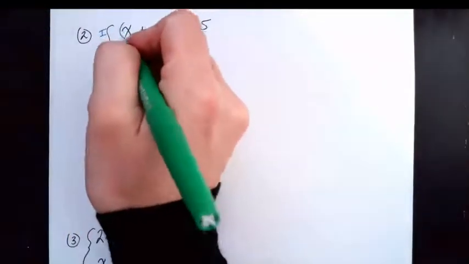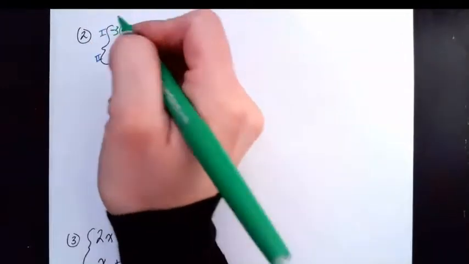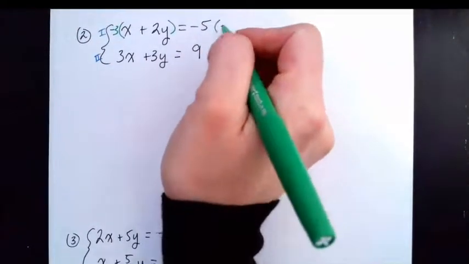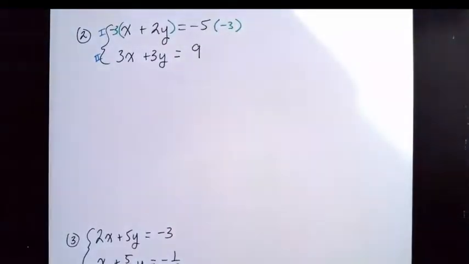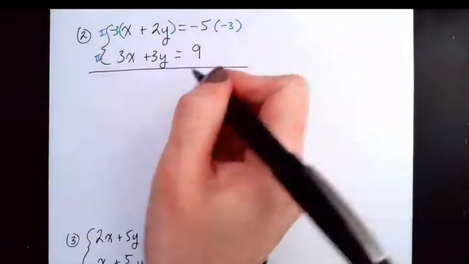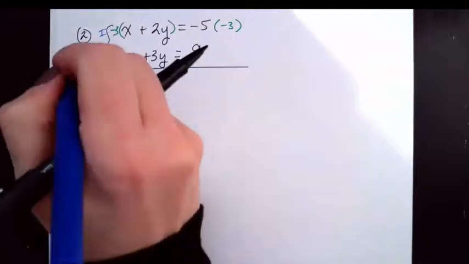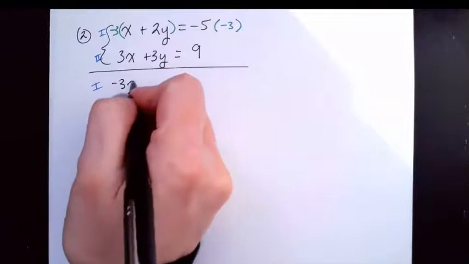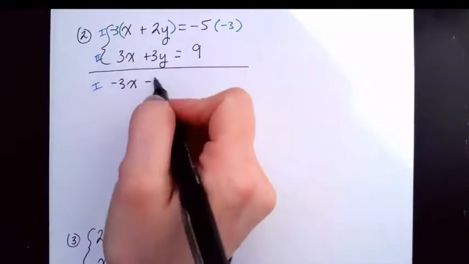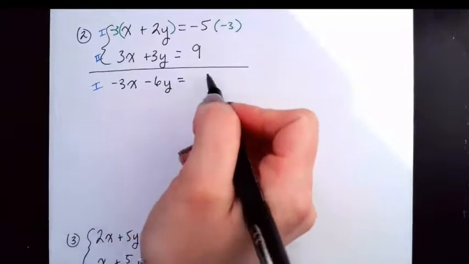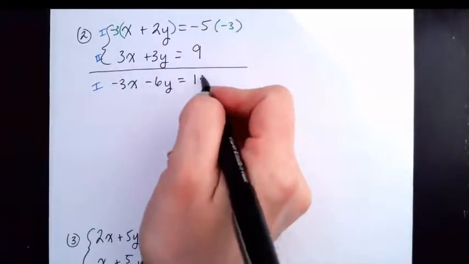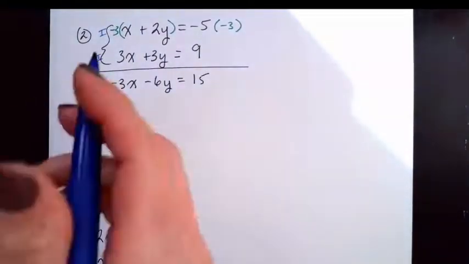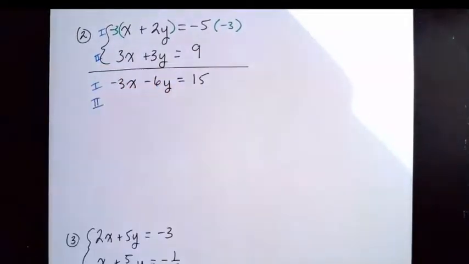So I'm going to put parentheses around this side, indicate that I'm multiplying it by negative 3, and then on the other side, make sure I multiply by negative 3. I don't have to multiply the second equation at all, but I do like to rewrite the entire system. So here my first equation is now negative 3x minus 6y, don't forget to distribute, equals positive 15. The second equation is the same, so I'll just rewrite that one.